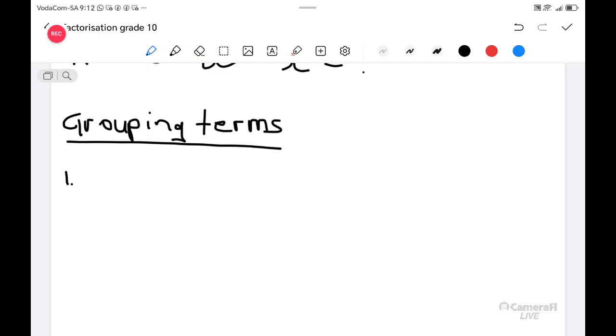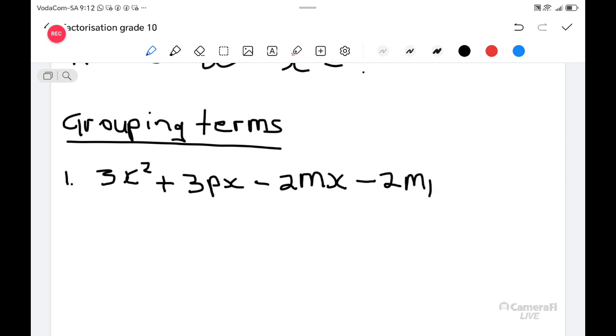Grouping terms, number 1, as an example, we have 3x squared plus 3px minus 2mx minus 2mp. So when we check this one, we're saying this is a grouping of terms. How many terms do we have? 1, 2, 3, 4 terms. So it means we must group them by 2, 2.